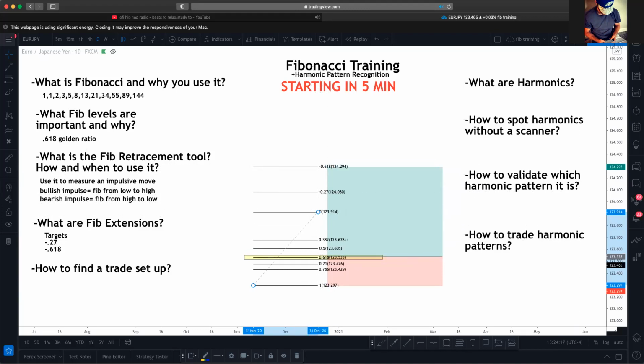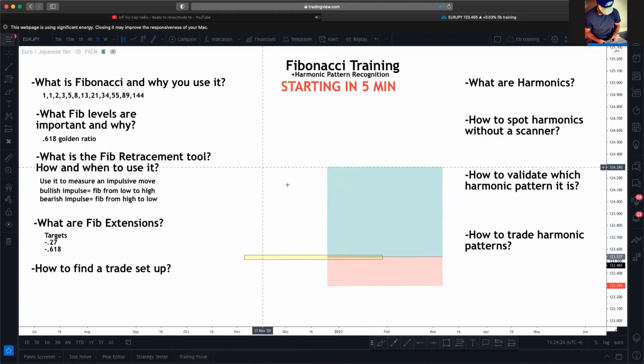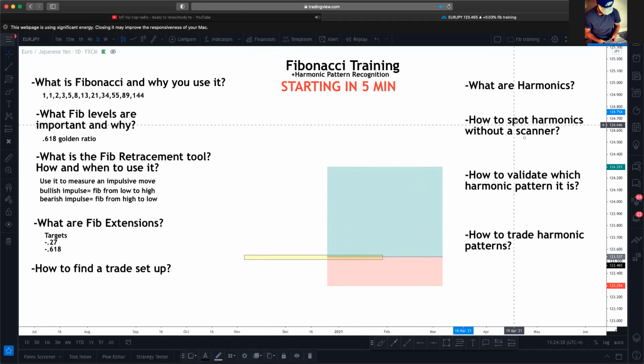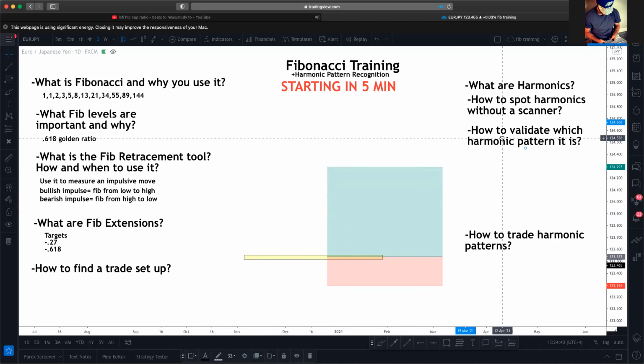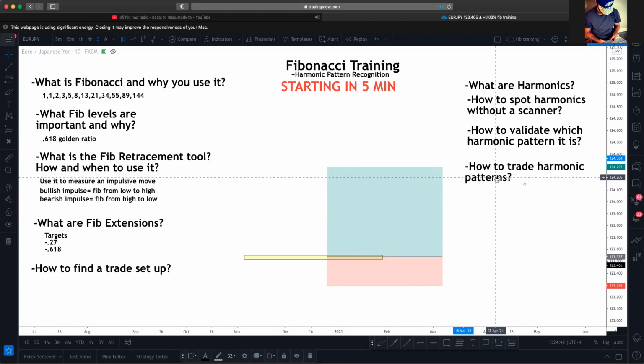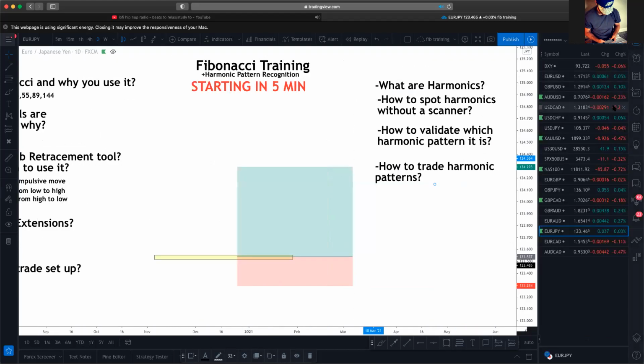But if we don't have any questions on the fibs, I'd like to go over into the charts real quick and kind of show y'all some examples of what it would look like drawing it live. So I'll just have to come back to what are harmonics, how to spot them, and all this. Okay, so let's go to the charts over here, and let's go.